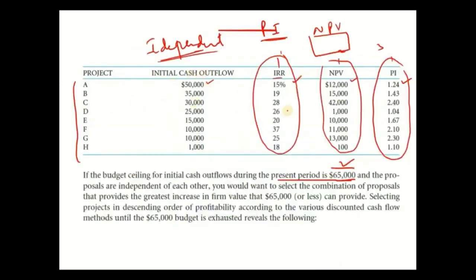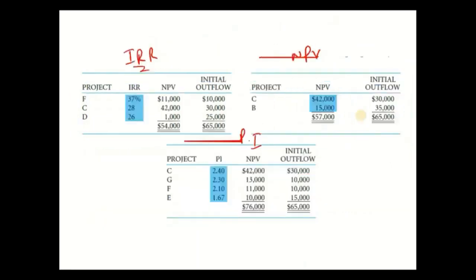First, the project with the highest IRR is 37%. If you see, 37% is this project, so we are going to select project F. It has the highest IRR, 37%, but its cost is 10,000 and its NPV is 11,000. So project F will create an IRR of 37%, initial cost is 10,000 and it will generate an NPV of 11,000.